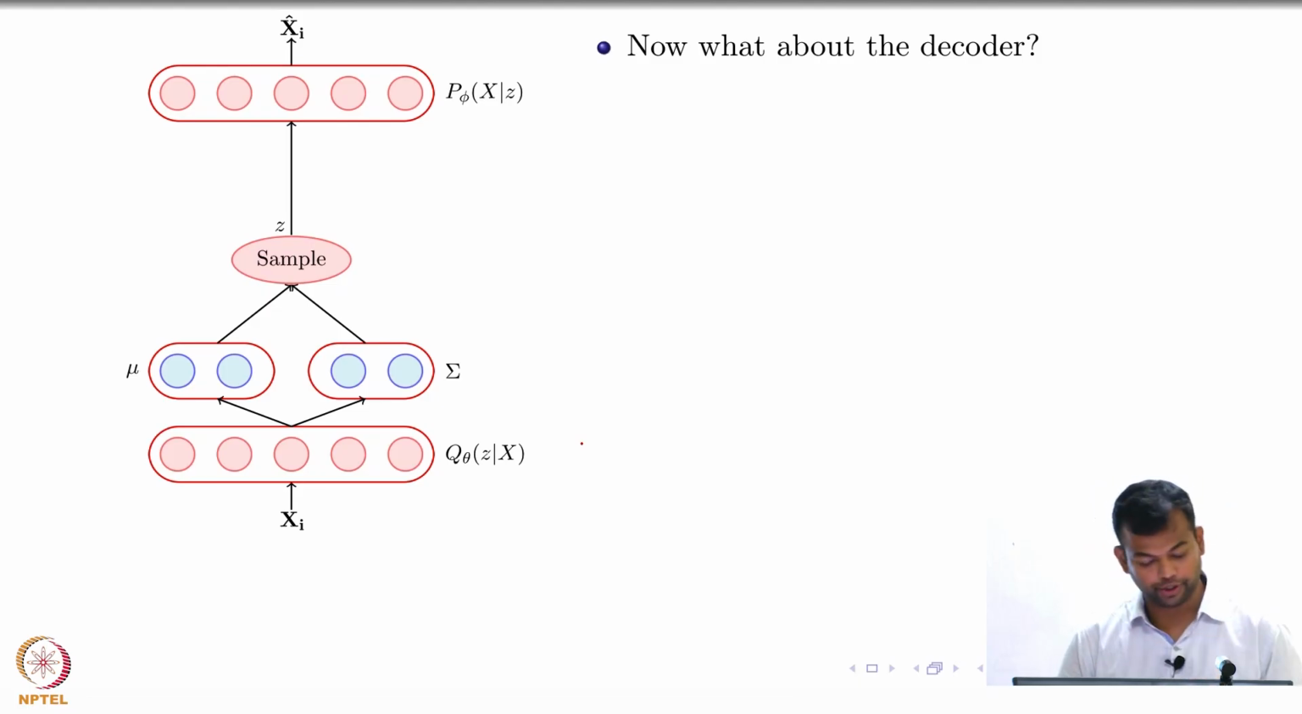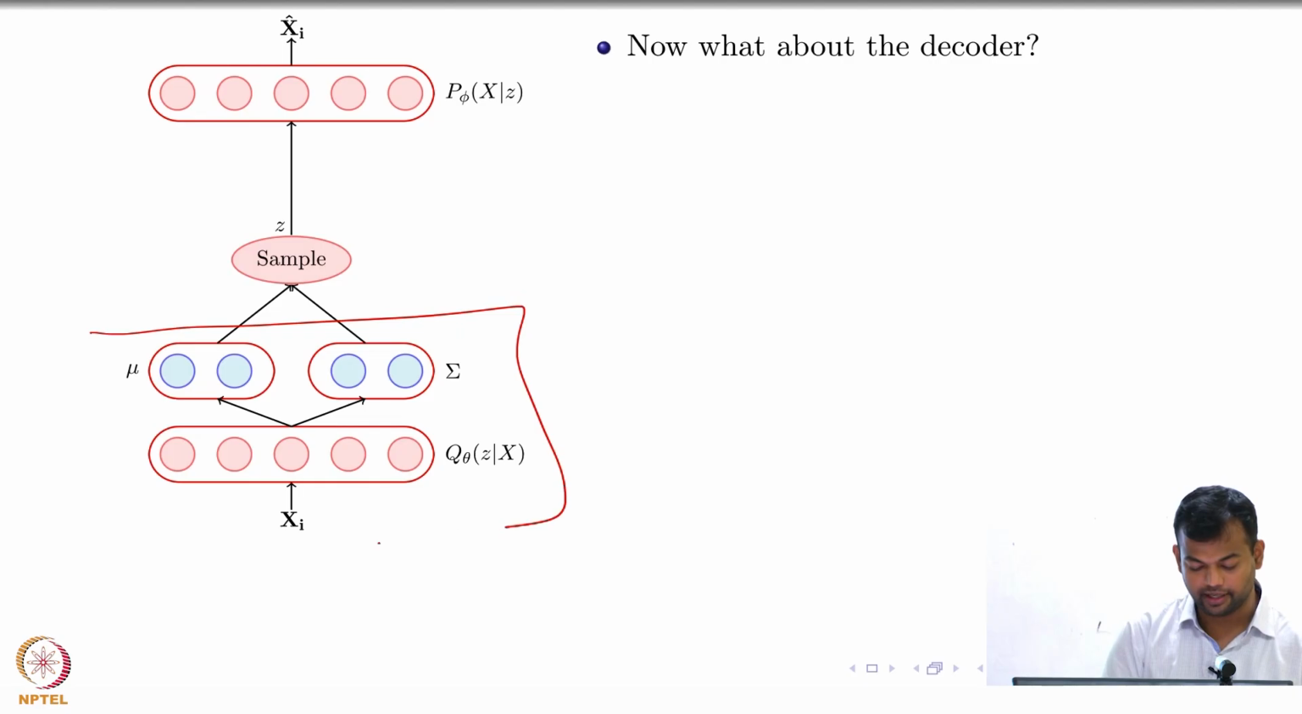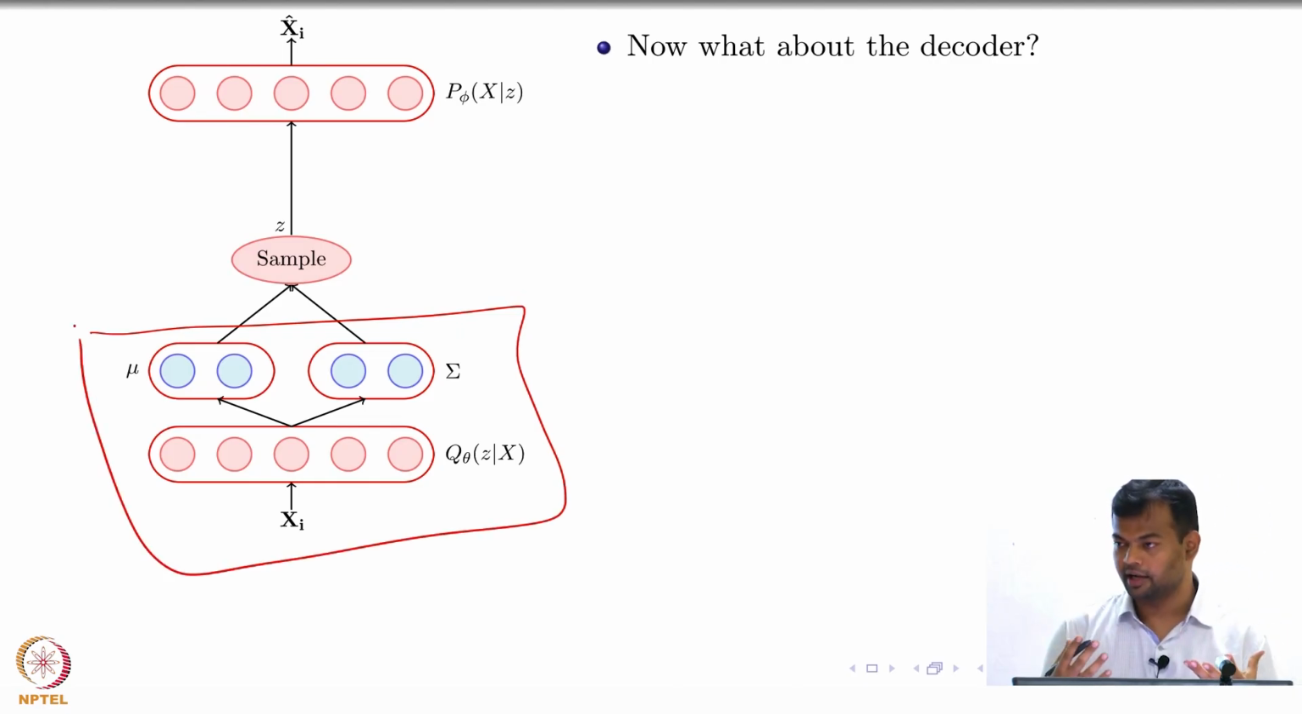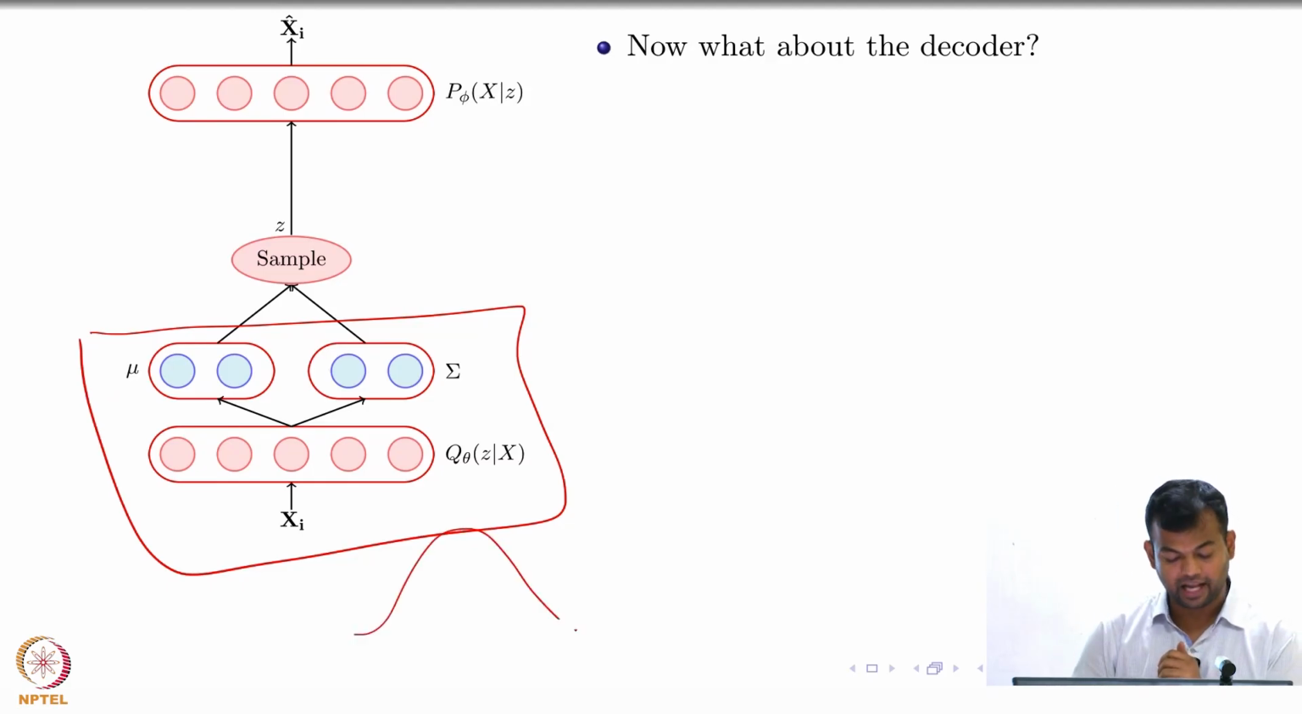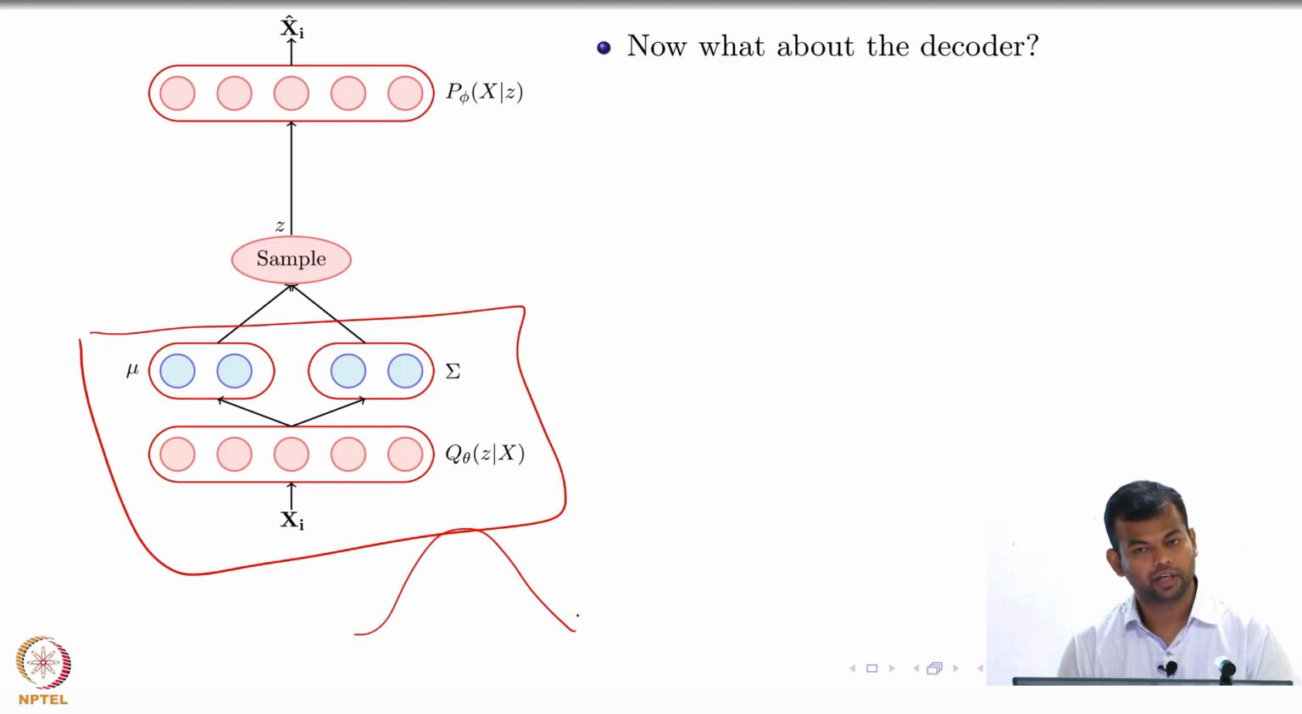So what is the decoder going to do? This is what the encoder has done, right. It has taken an x, it has mapped this through a sufficiently complex function of parameters theta, and it has now tried to produce mu and sigma, okay. What are mu and sigma? They are the parameters of the distribution. Now what is the input to the decoder? Is it mu and sigma?